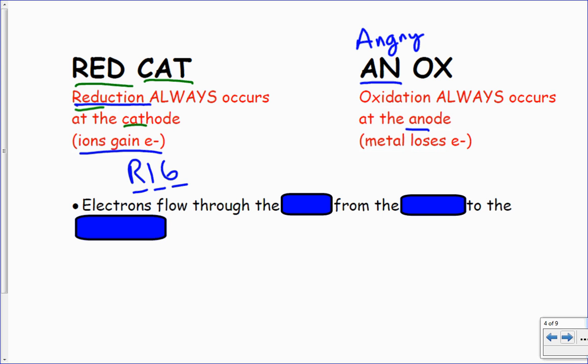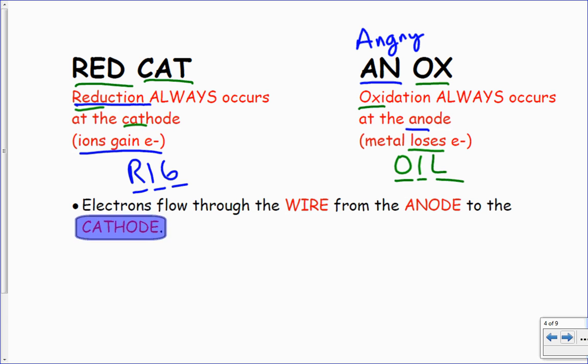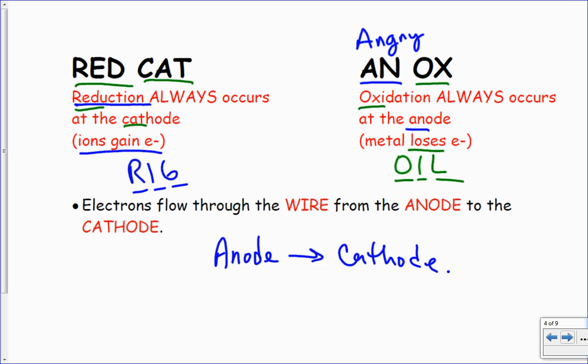Now the metal loses electrons, so that's OIL. I like OIL better than LEO, right? Oxidation is losing. And remember, ox is ox. So there we go. Electrons flow through the wire from the anode to the cathode. We got to remember that it's always going to be that way. Anode to the cathode. And the way we remember that is A comes before C in the alphabet.